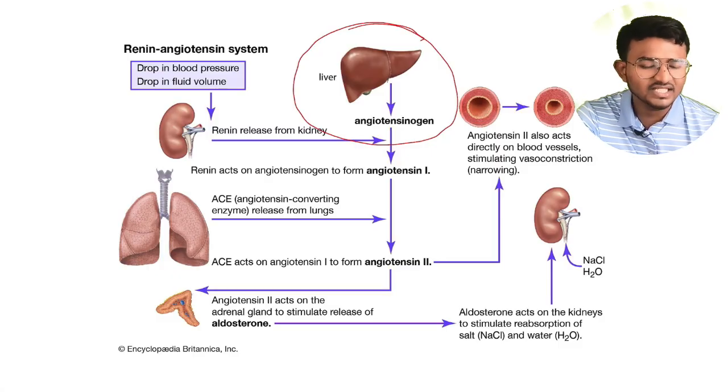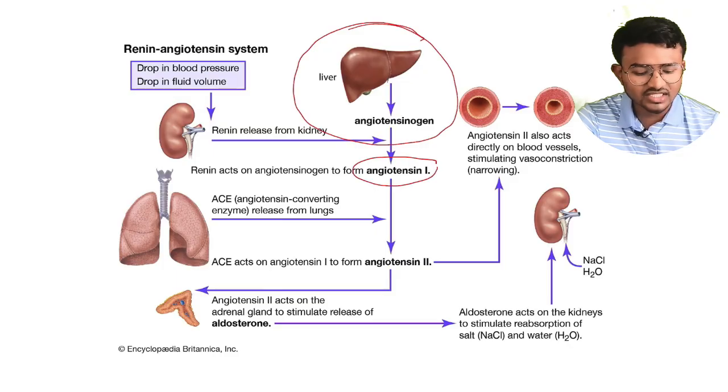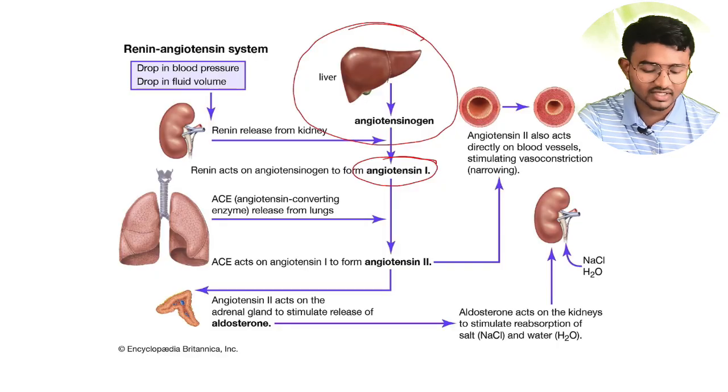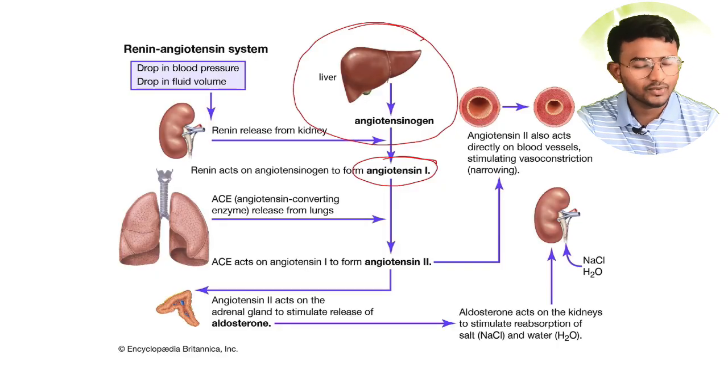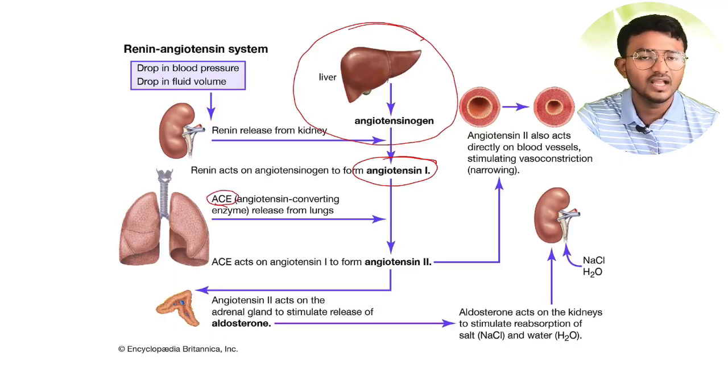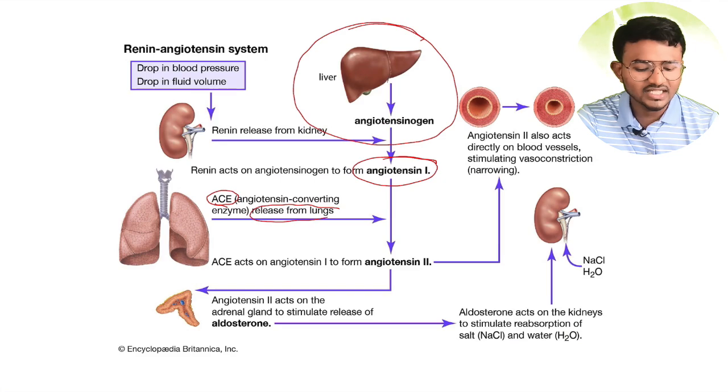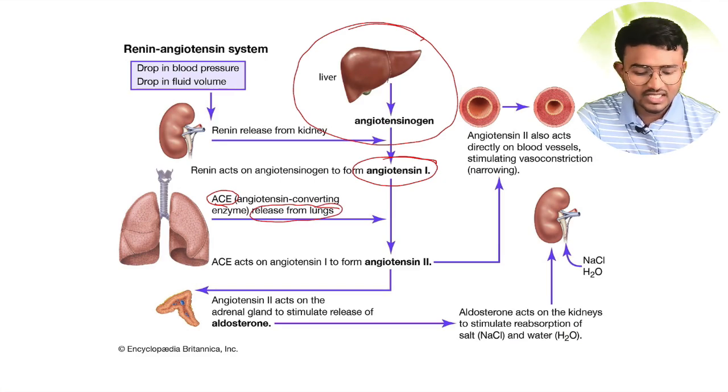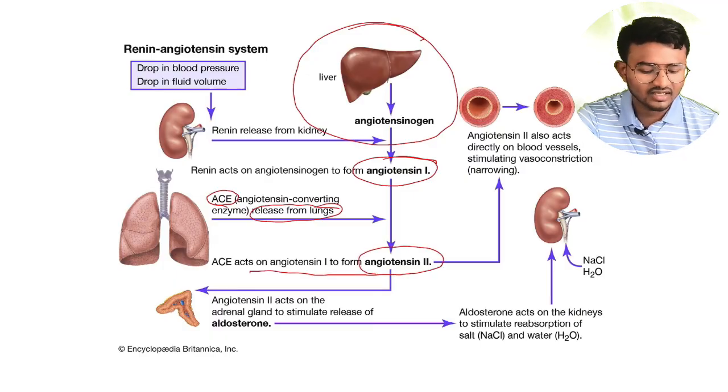The renin will release from the kidneys and activate the angiotensinogen, converting it into angiotensin 1. Then, in the bronchioles, one hormone is released, which we call angiotensin converting enzyme. It will release from the lungs in the bronchial part, and that angiotensin converting enzyme will act on angiotensin 1 and form angiotensin 2.